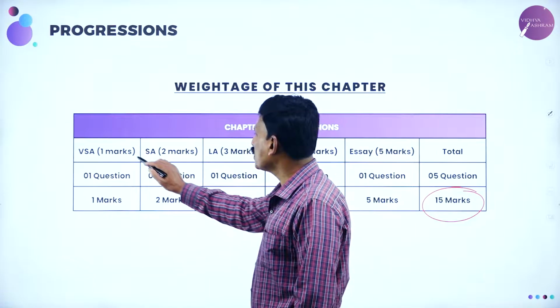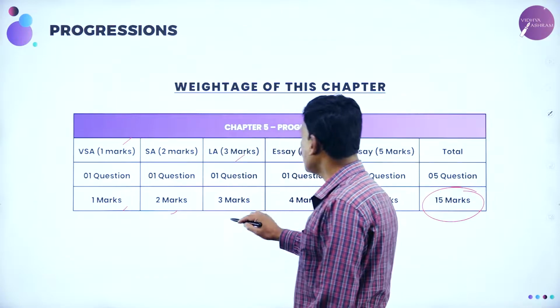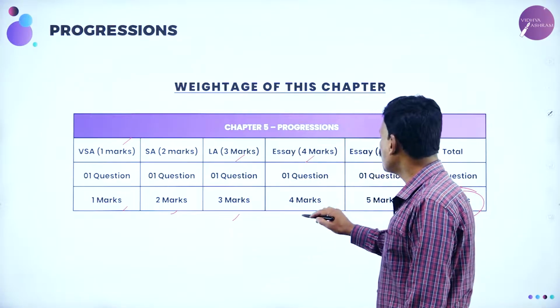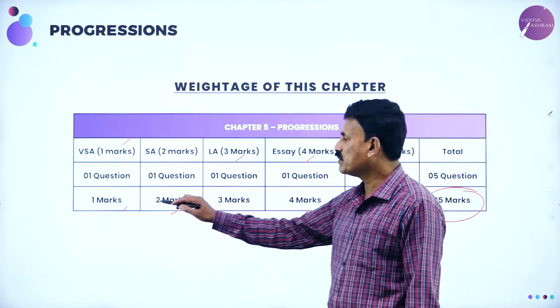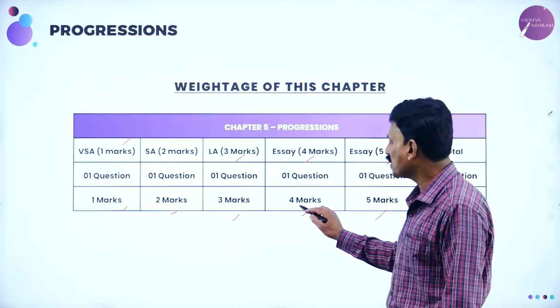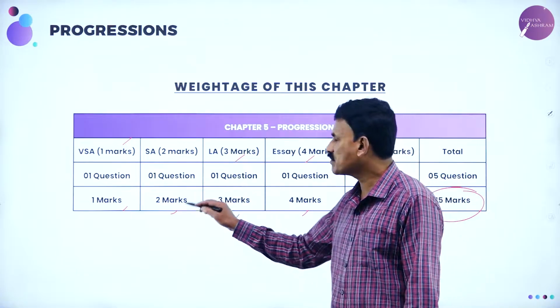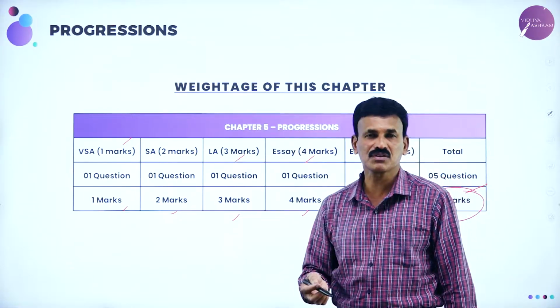Here, one 1 mark question, one 2 marks question, similarly one 3 mark question, one 4 mark question and an essay type 5 marks question. So totally 1 mark 1, 2 mark 1, 3 marks 1, 4 marks 1, 5 marks 1: 5 plus 4, 9, 9 plus 1, 10, 10 plus 5 is 15 marks you will get from this. So in all the parts they will cover questions from this session.